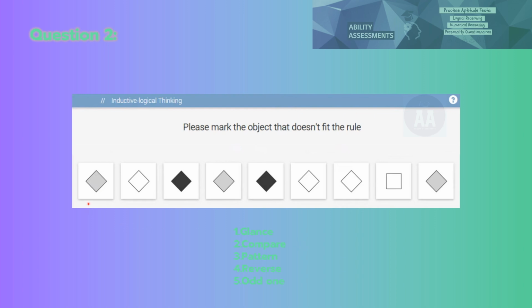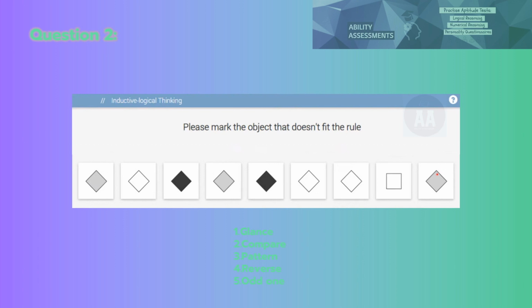And if you remember, we need to compare the second shape versus the first shape, and then we will compare the third shape versus the second shape, and so on and so forth until we determine a pattern. So what we are going to do is we can see that we are moving from a gray diamond shape, or what is also known as a rhombus. So from a gray rhombus to a white rhombus, a black rhombus, then a gray rhombus, then a black rhombus, then a white rhombus, and then another white rhombus. Then we have a white square, and then we have a gray rhombus.